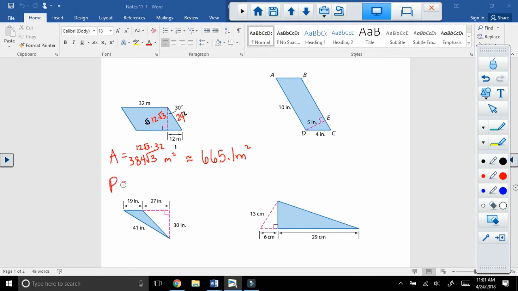The perimeter, when you're adding up the perimeter, you're adding 32 plus 24, 32 plus 24. This 12 you don't have to worry about. That's just part of that entire thing that's 32. So you should get 112 meters.